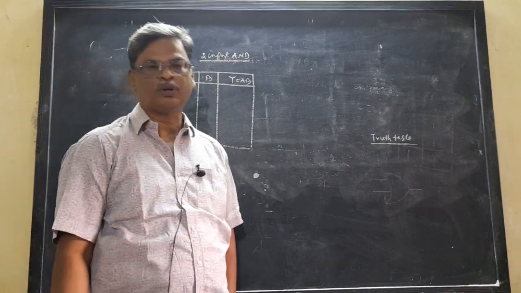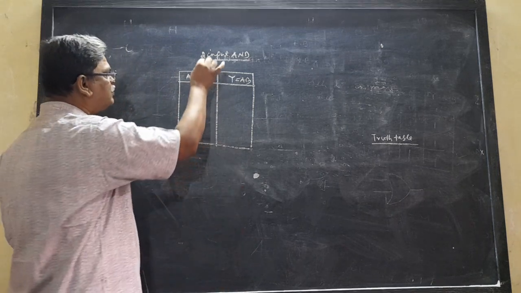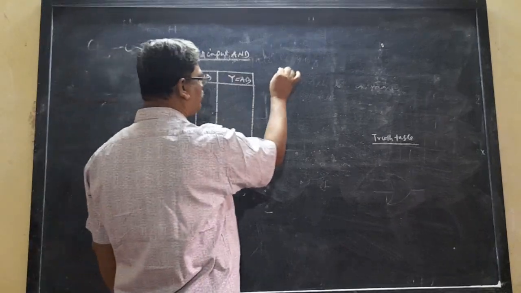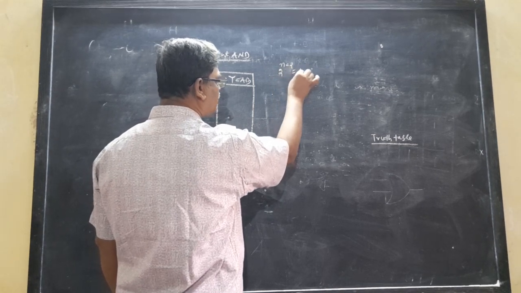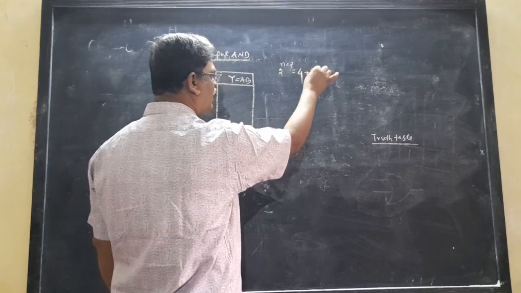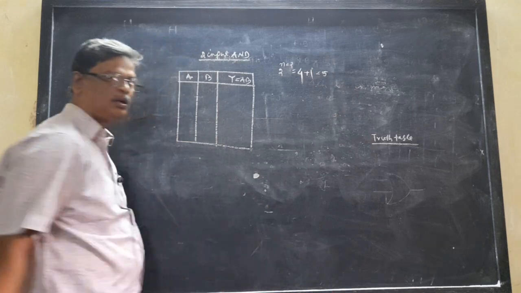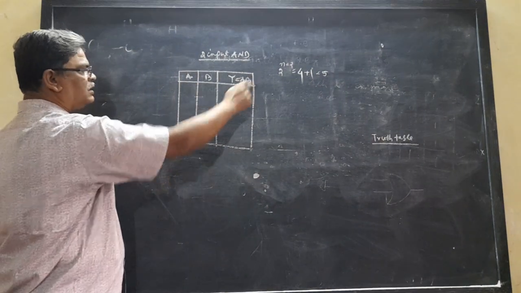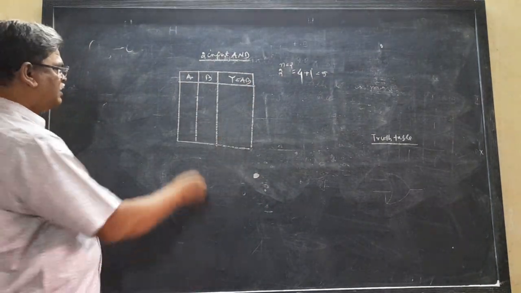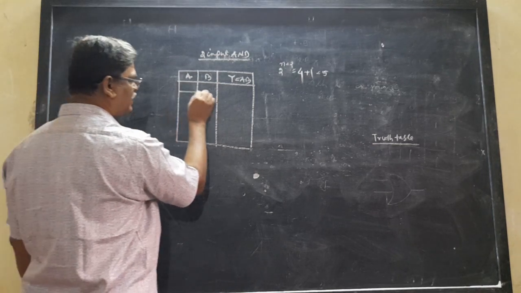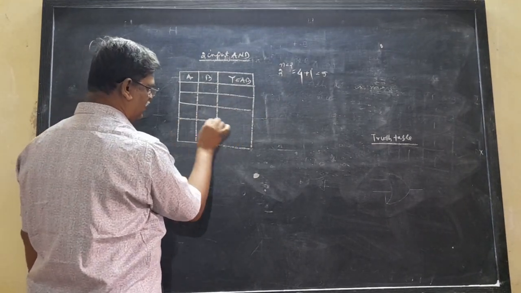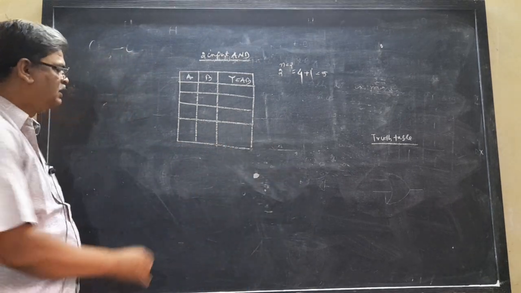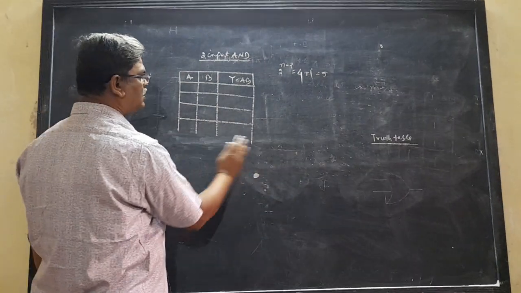Then the number of rows. How many inputs are there? 2. Therefore the number of rows is 2 to the power n, which is 2 squared, equal to 4, plus 1, that is equal to 5. What is the 1? That is the heading. Clear? So this is the truth table.